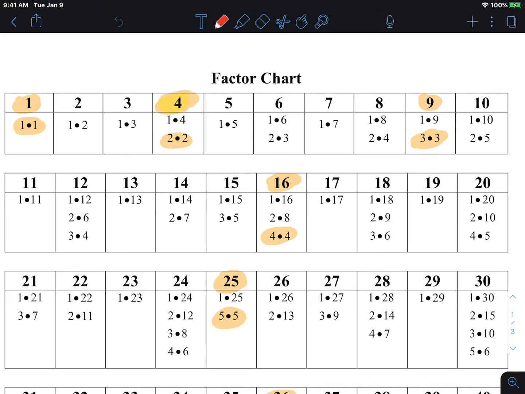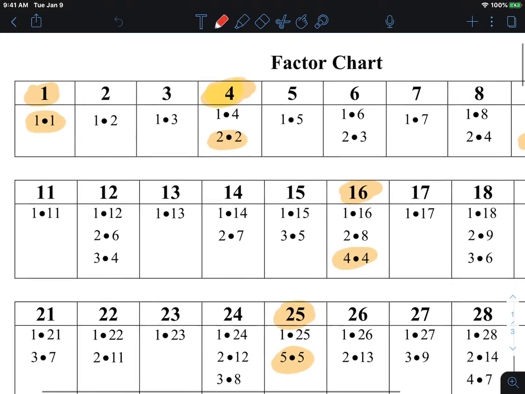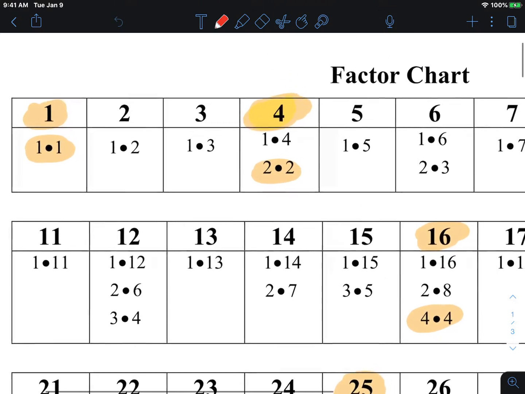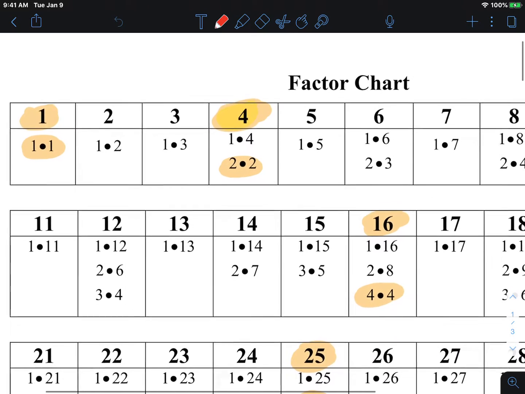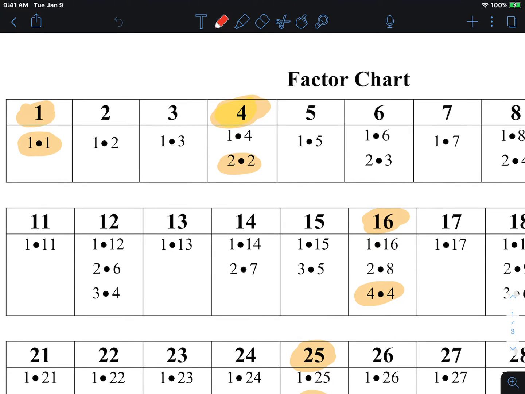What are factors? Factors are two numbers that will multiply to make that number. So if you notice on the number 1, it only has 1 times 1. On 2, it only has 1 times 2. On 3, it only has 1 times 3. On 4, though, that has 1 times 4 and 2 times 2. So it has two different factor groups that make it.